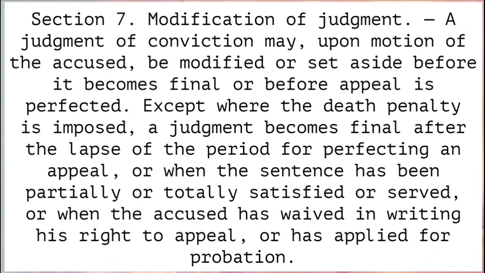Section 7. Modification of judgment. A judgment of conviction may, upon motion of the accused, be modified or set aside before it becomes final or before appeal is perfected. Except where the death penalty is imposed, a judgment becomes final after the lapse of the period for perfecting an appeal, or when the sentence has been partially or totally satisfied or served, or when the accused has waived in writing his right to appeal, or has applied for probation.